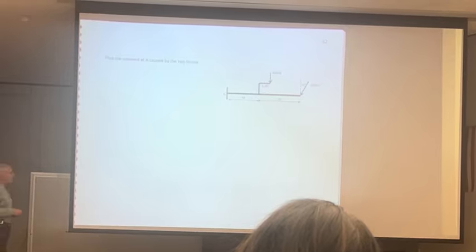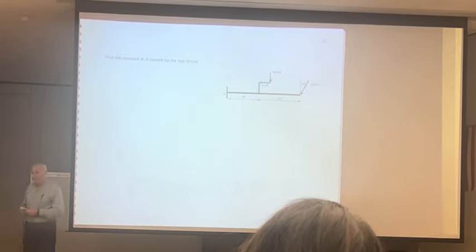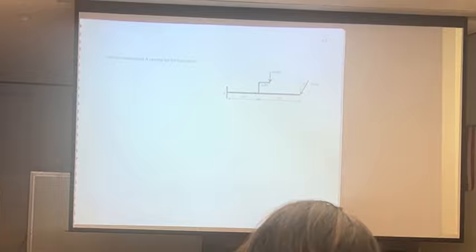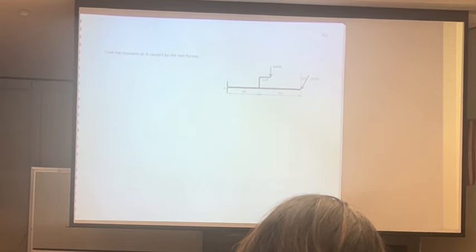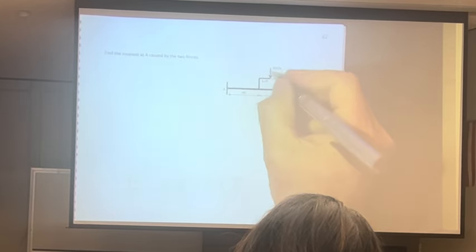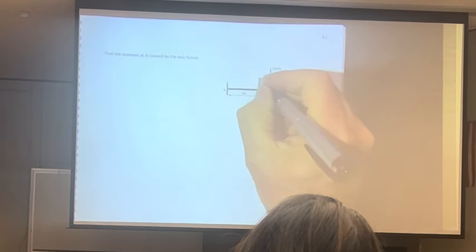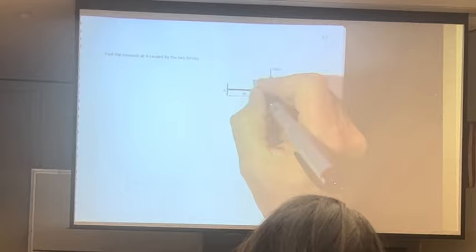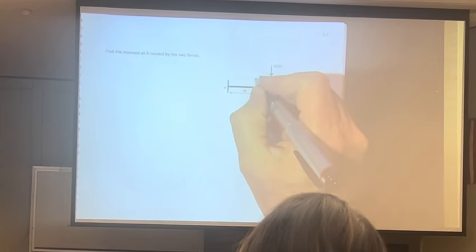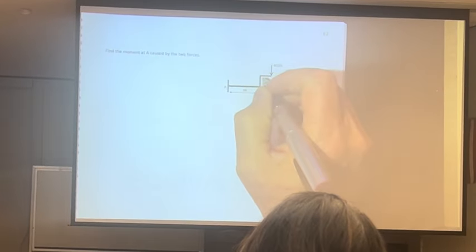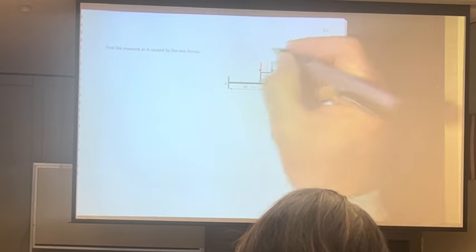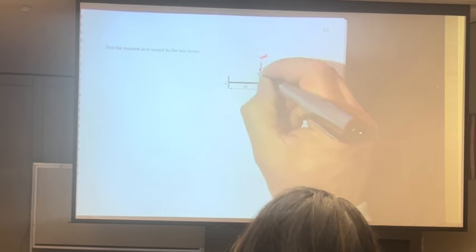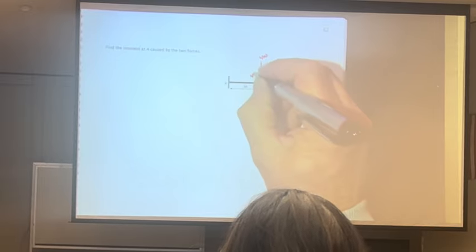So I have this beam, and I want to know what the moment is at the end. Well, I've got this little notch here, and I don't like it. So I'm going to move that 400 over here. But remember, moving something laterally requires what? A compensating couple or moment. So I'm going to put 400 down, and I'm going to put 400 up.